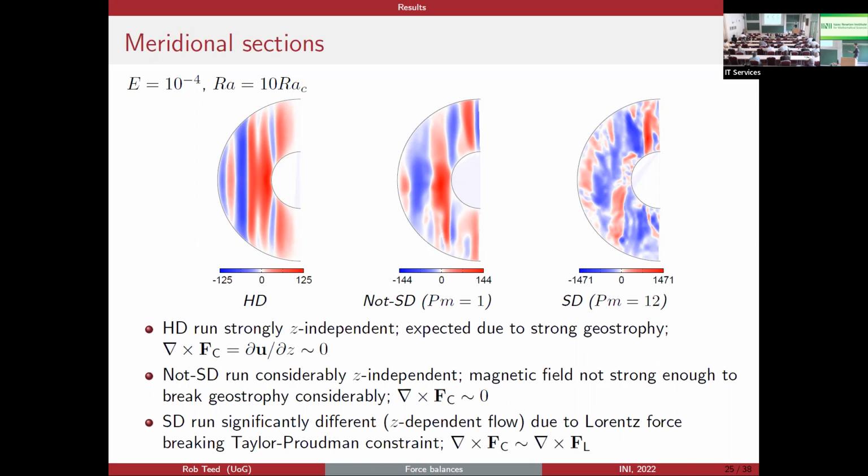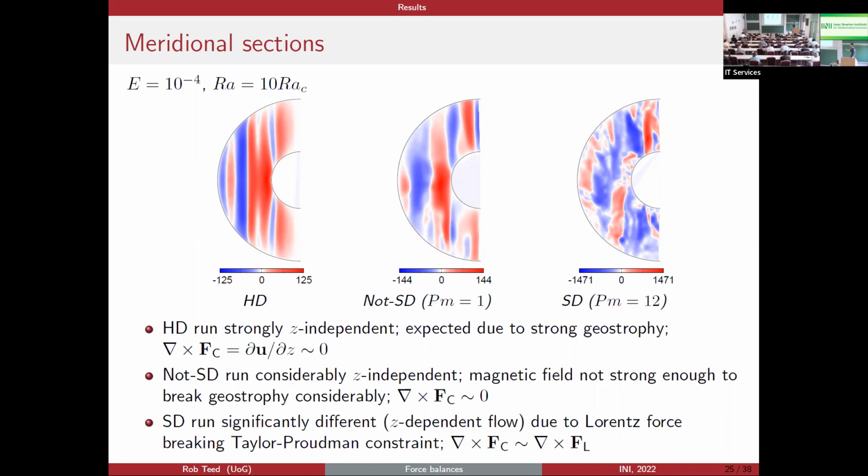The not strong field dynamo run is considerably Z independent. Remember that was the one where the Lorentz force is obviously present because it's a dynamo, but it's not entering the primary balance at any scale. So here the magnetic field is not strong enough to break the geostrophy considerably, but it has an effect. You can see these two plots are similar, but there's some Z dependent motion in this one. But then if you go to the strong field dynamo run, it's significantly different. You've now got Z-dependent flow. This looks very different to these other two, and that's because now the Lorentz force is entering the primary balance.